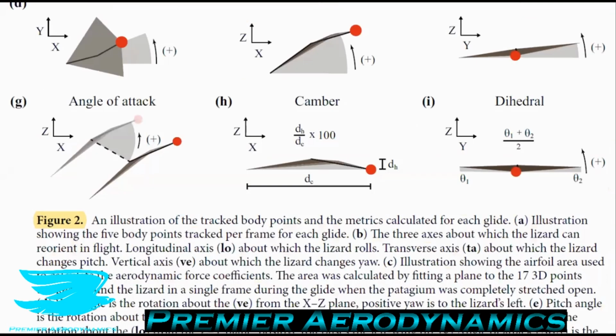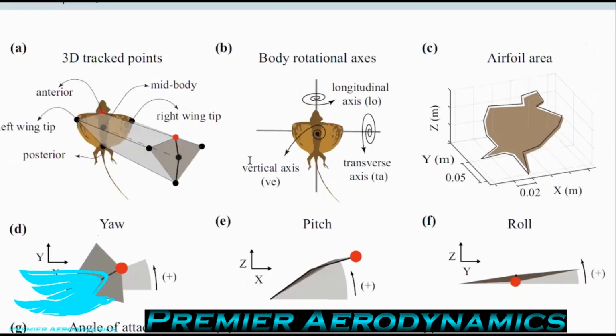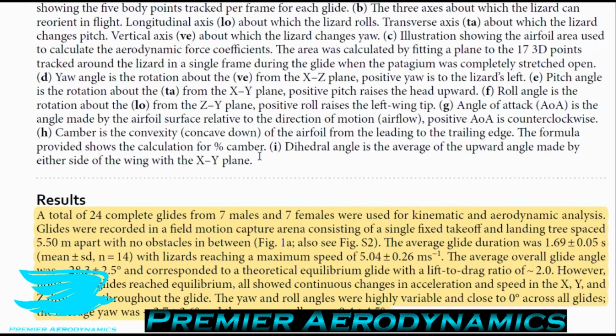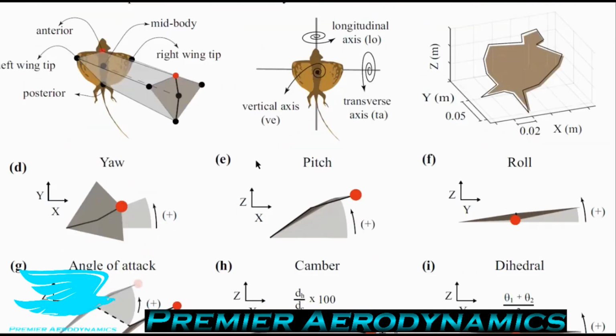So in figure 2, this is an illustration of different body postures. They have the lizard itself, and they have the different aspects of the lizard's body. So first of all, they have the yaw, and the yaw is, let's say you put your hand out in front of you, and then you wiggle it from left to right, that's yaw.